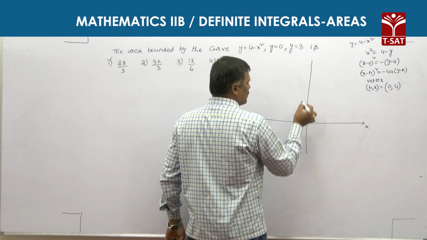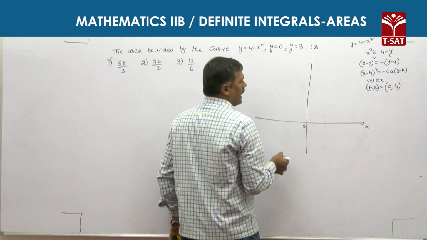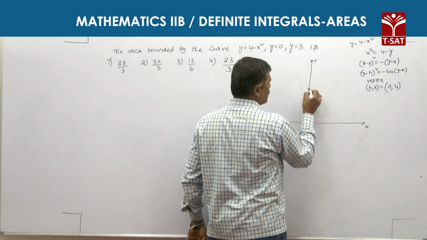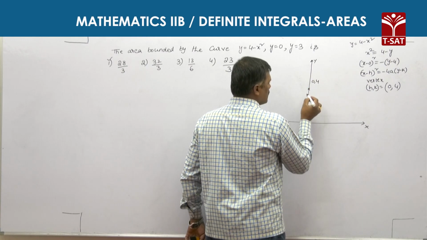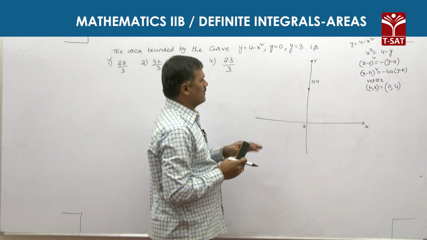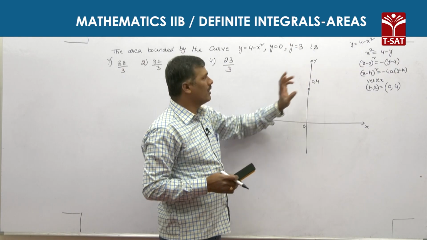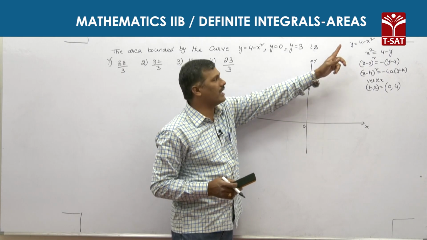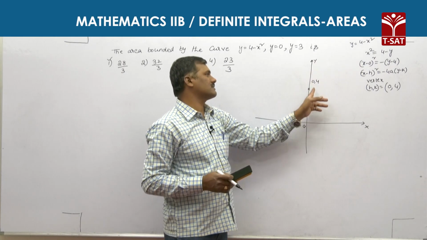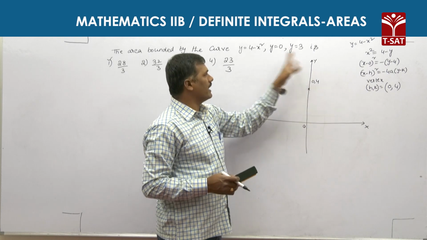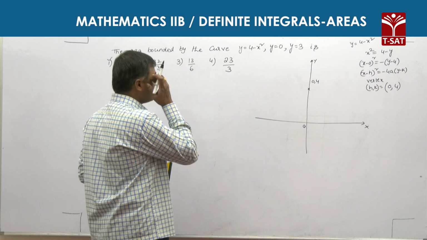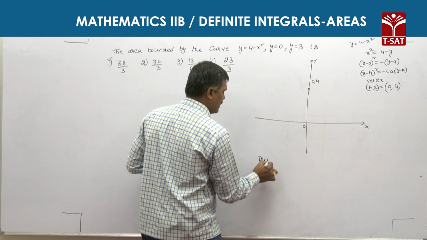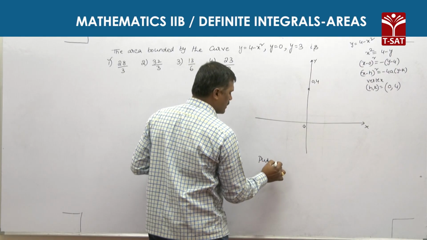The point (0, 4) lies on the y-axis, with x coordinate 0 and y coordinate 4. This curve meets the y-axis at (0, 4), and for where it meets the x-axis, we put y equal to 0.